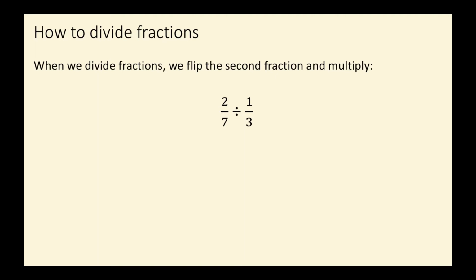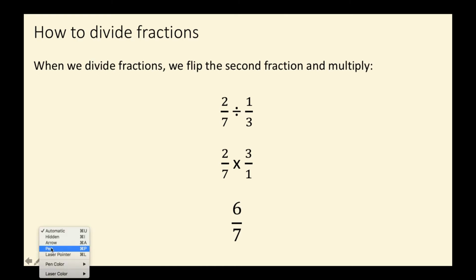Okay, so if you paused the video and had a go, all we have to do again, remember, is write the question out again, but the second fraction is flipped over. The numbers have changed around, and we've changed our division to a times as before. And then 2 times 3 is 6, and 7 times 1 is 7, and we can't do anything else to that, so that's our answer. We leave it as a fraction.